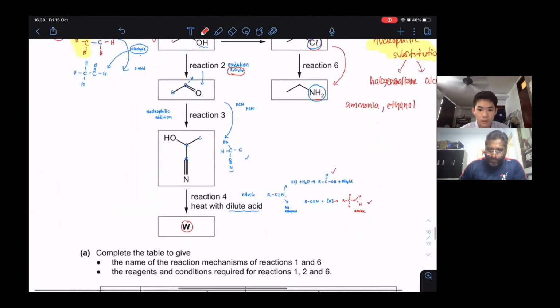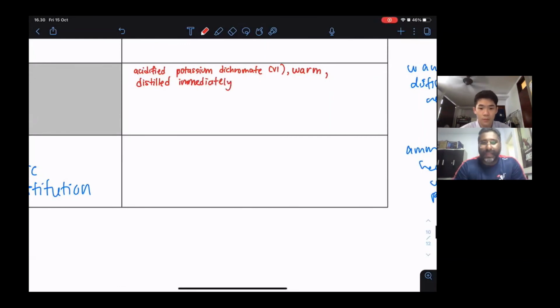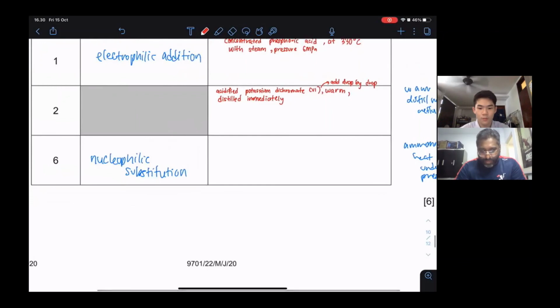So you warm. I think the best situation is you warm the mixture, and then you distill immediately. So you don't write heated under reflux. Distill immediately. Or, it's not in the marking key, but you can also say add drop by drop. I already taught you. Add drop by drop, warm, distill immediately. That's going to be how you get the aldehyde.